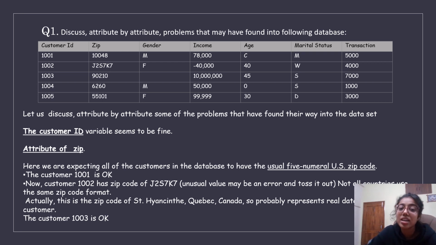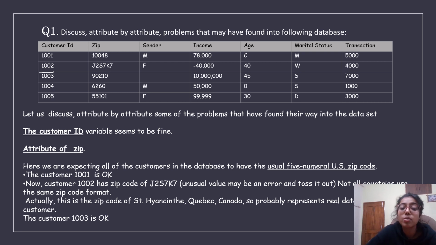The customer ID variable seems to be fine. Here, all the customer IDs are in numeric values. That seems to be fine. Attribute of zip. Here we are expecting all of the customers in the database to have the usual 5 numeral US zip code. That is, all the elements of the zip attribute should contain numerical values. But as we can see, customer ID 1002 has an alphanumeric value.